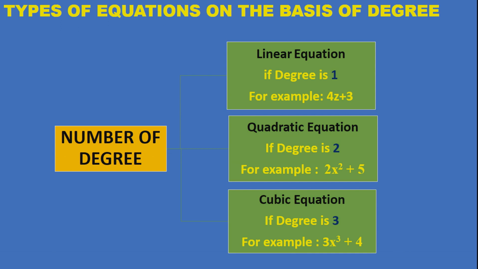Similarly, if the degree is 3, that equation will be called a cubic equation. For example, 3x³ + 4. Here the power of the variable is 3, so the degree is 3. So this equation will be called a cubic equation.